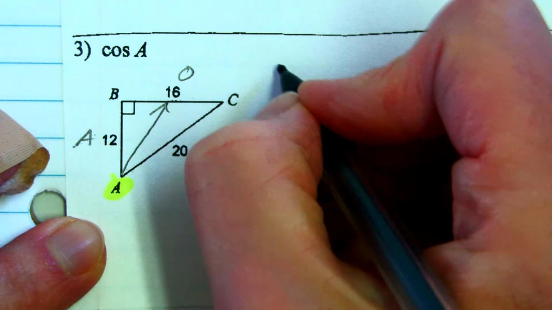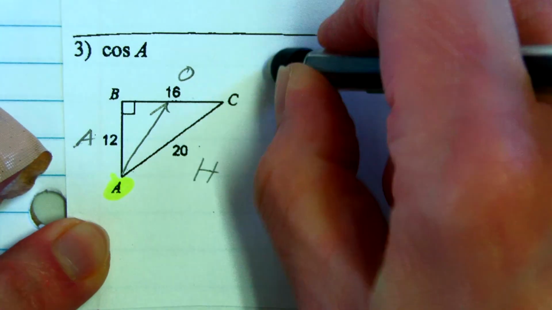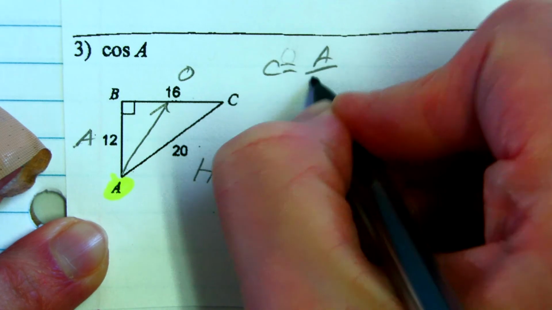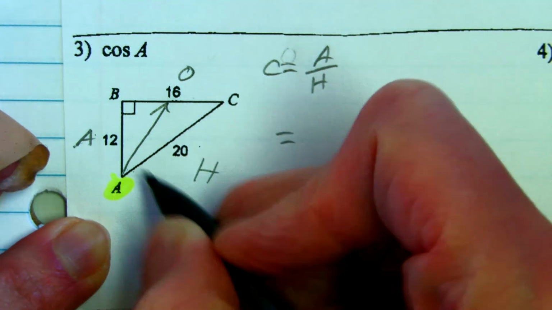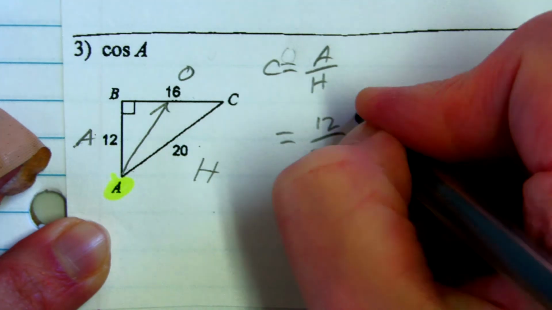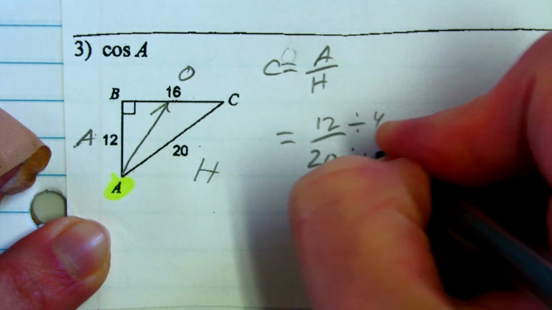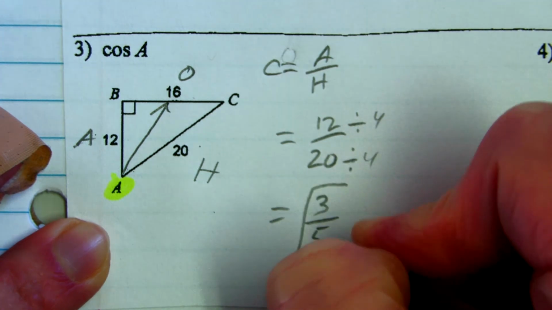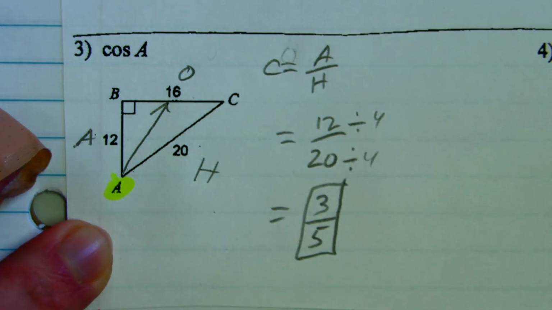So cosine is adjacent over hypotenuse. And so we are looking at 12 over 20. So again, we want to reduce this. Both of those divide by 4, and I get 3/5. You could also divide by 2 and divide by 2, which is the way a lot of you were taught, and that's totally fine. Just make sure you reduce it all the way.